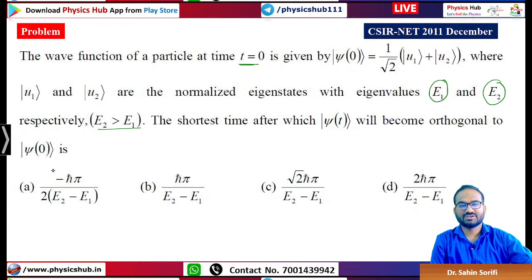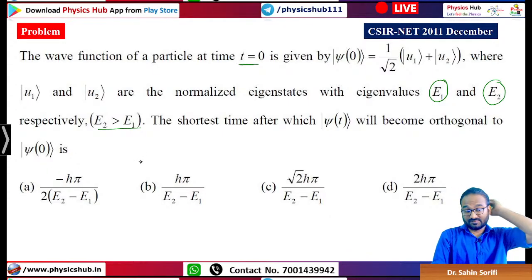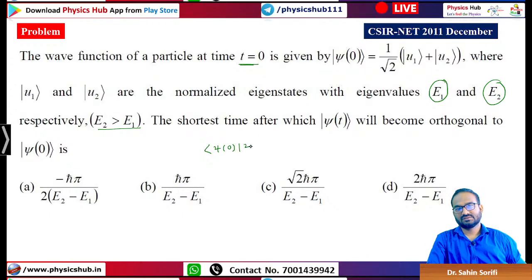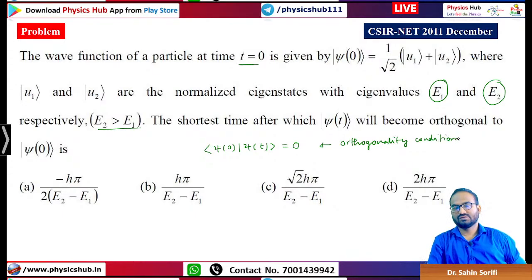So you know the condition of orthogonality. If two state vectors are orthogonal, you know their scalar product is 0. So you will have the scalar product of psi 0 and psi t equals 0. This is the orthogonality condition. So will you give it a try?